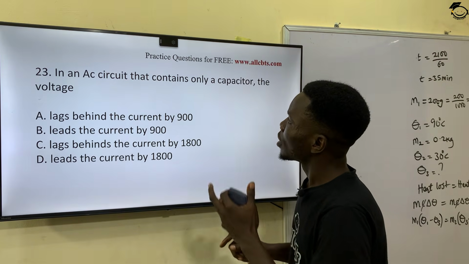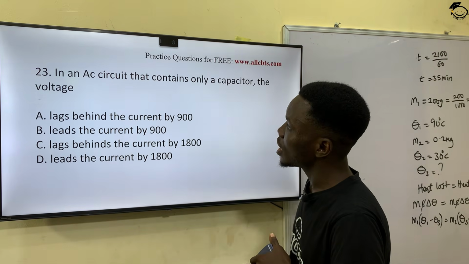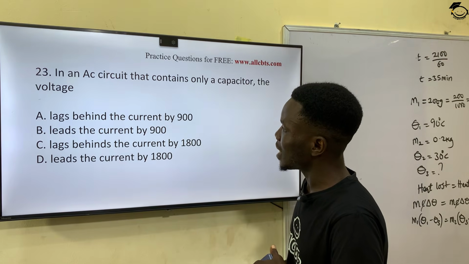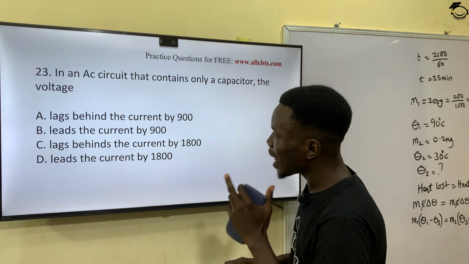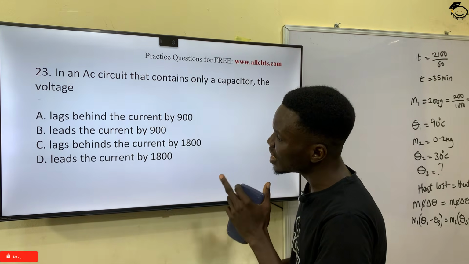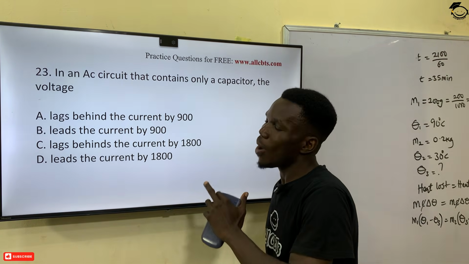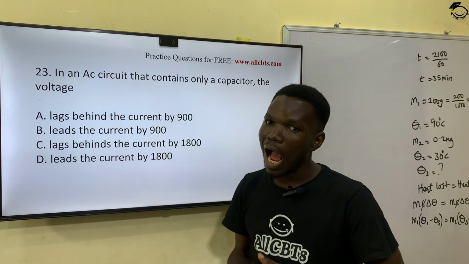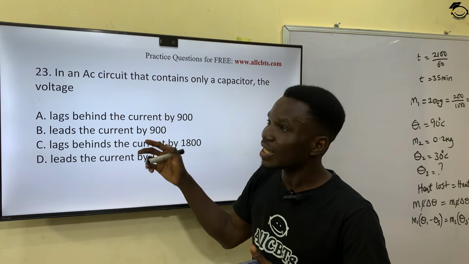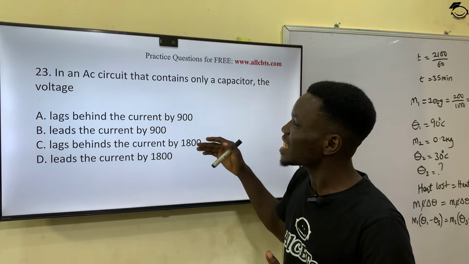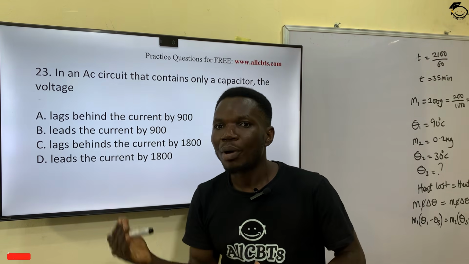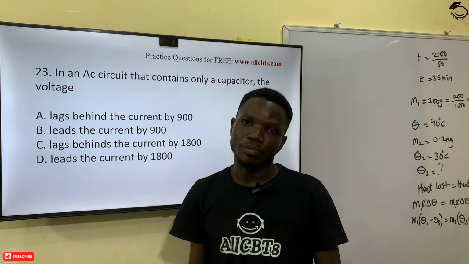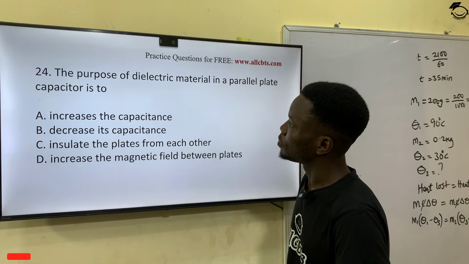So let's look at our options. Option A says the voltage will lag behind the current by 90 degrees. Option B says the voltage will lead the current by 90 degrees. Option C says the voltage will lag behind the current by 180 degrees. Option D says the voltage will lead the current by 180 degrees. Now, based on the explanation I gave earlier, you know that options B, C, and D are incorrect. Option B here is talking about what? That of an inductor. So the correct answer is that the voltage will lag behind the current by 90 degrees, since the current will be leading by 90 degrees. So the correct answer is option A. So that takes us to question number 24.